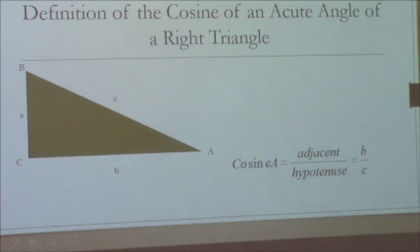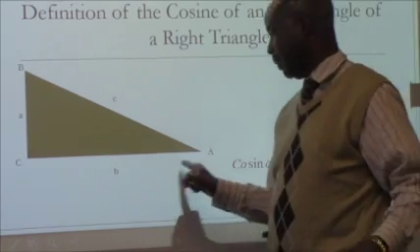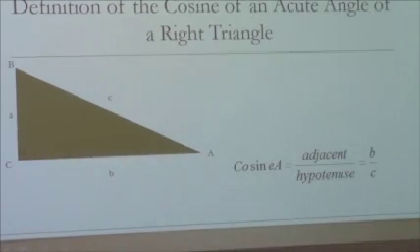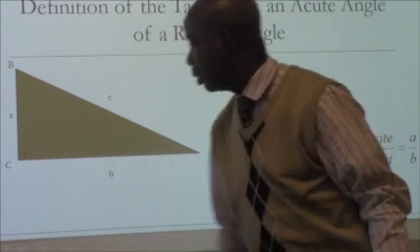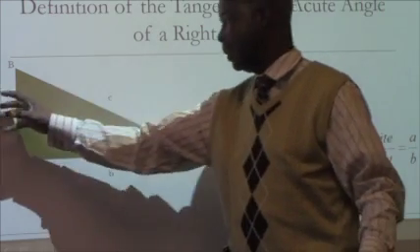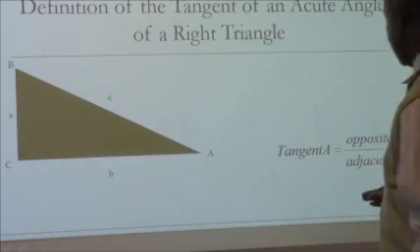Then we have the cosine. By rule, the cosine of an angle is equal to the adjacent side over the hypotenuse. That means in this case it's B over what? The hypotenuse, which is C. So it's the ratio of the adjacent side to the hypotenuse. That gives you the cosine. And then we have the tangent. Basically, the tangent is the ratio of the side opposite to the adjacent side.